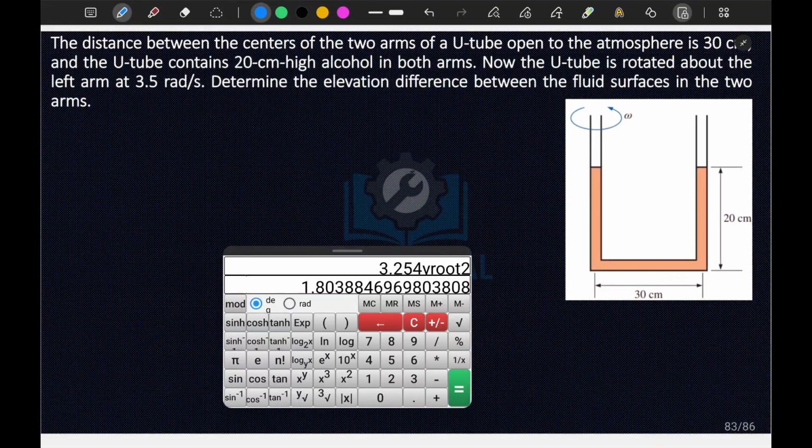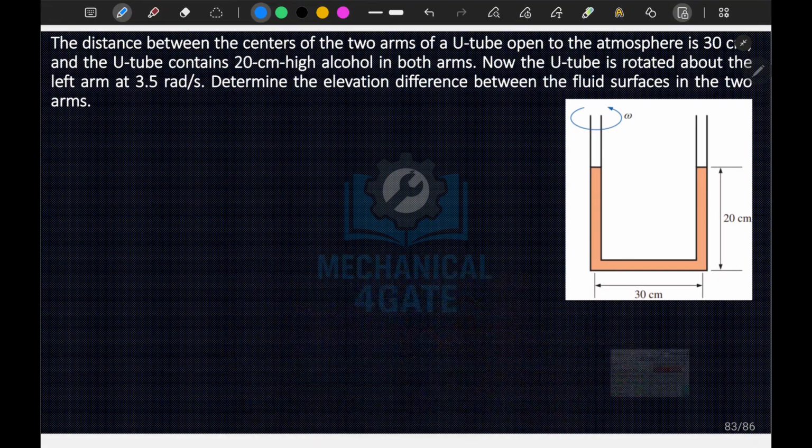So here, the distance between the centers of the two arms of the U-tube is 30 centimeter, and the U-tube contains 20 centimeter high alcohol in both arms. Now the tube is rotated about the left arm with omega equal to 3.5 radian per second. Now determine the elevation difference between the fluid surfaces in the two arms.